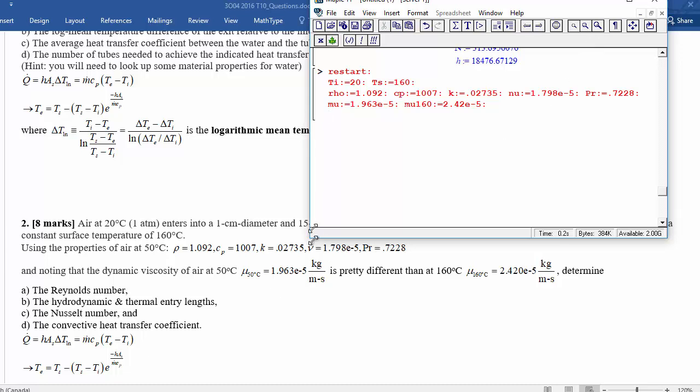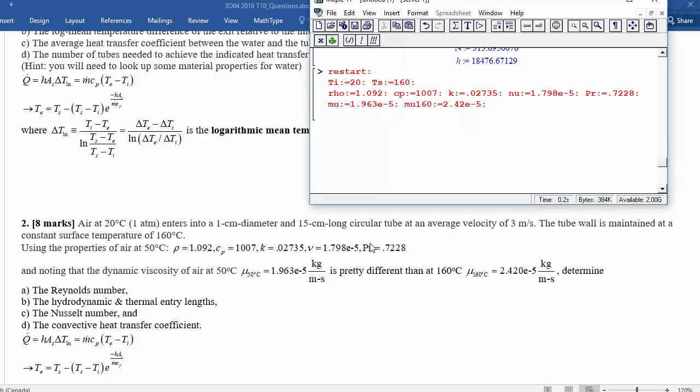Okay, so then we can figure out the Reynolds number. I guess we also need to put in the dimensions. So L is 0.15, diam is again 0.01, and the velocity is 3. So Reynolds number is the velocity times diameter over the kinematic viscosity. All right. Next, hydrodynamic and thermal entrance lengths.